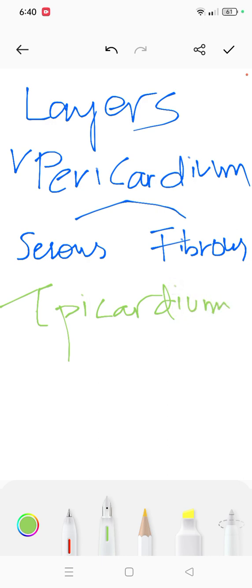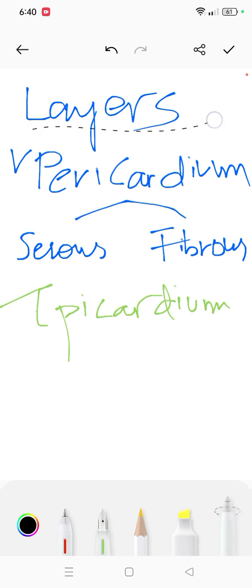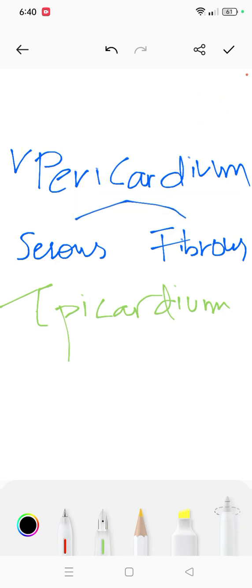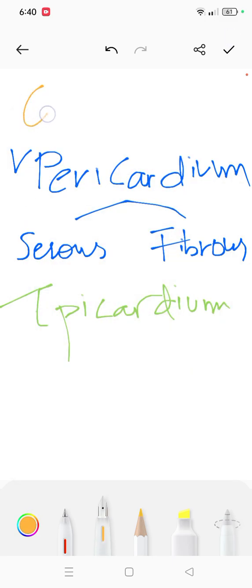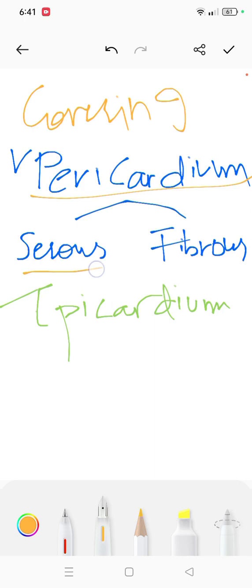Wait, I'm sorry, here I've just mistaken something. Wait, let me just tell you. This is a very important MCQ you might have heard: the covering of the heart is called pericardium, and then pericardium is divided into these two parts.